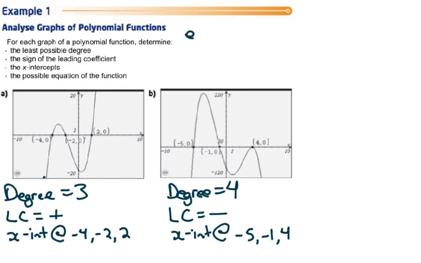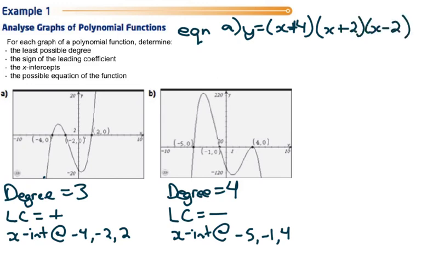The equations. So the equation of the function now is relatively easy to determine. So in A, we're going to have y equals, we know we have a positive leading coefficient, so we'll leave the leading coefficient positive. Each of the brackets of the factored form of the function will come from the x-intercept. So we'll have an x plus 4, which would give us the minus 4 x-intercept. We'll have an x plus 2, and an x minus 2.